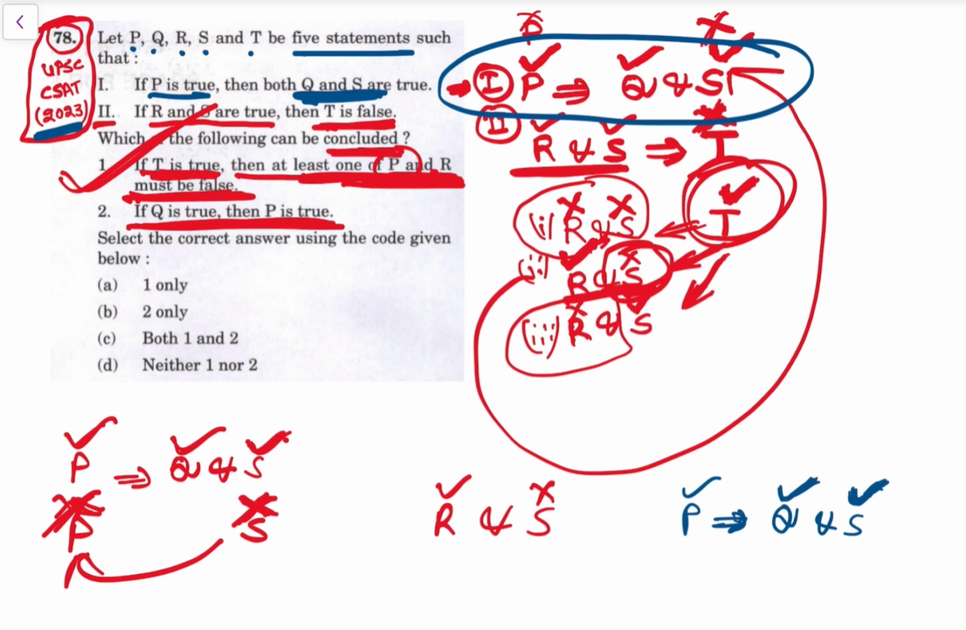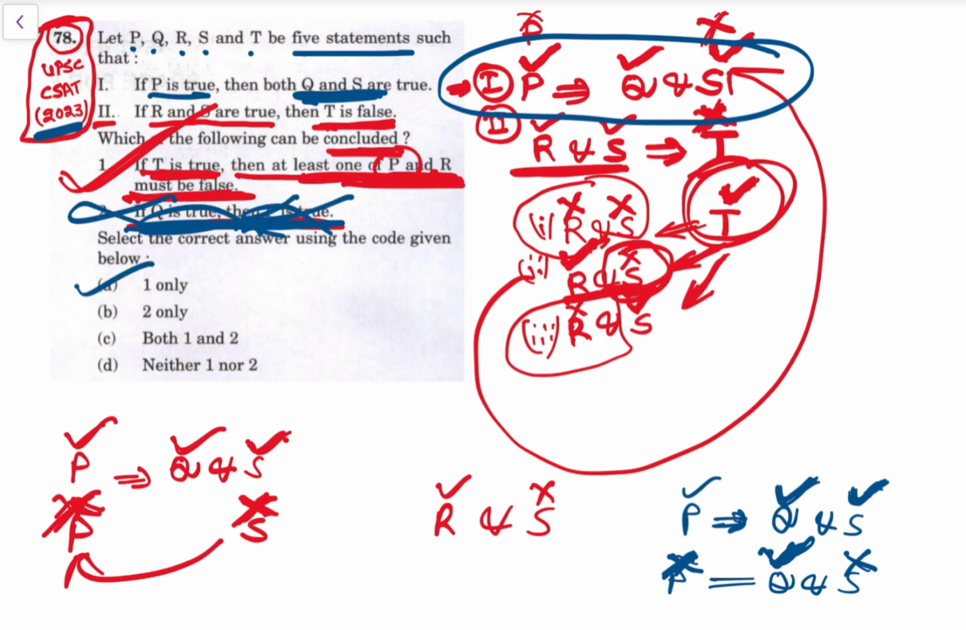Okay. Now, if Q is true, then P is true. भाई अब Q true है, ठीक है, हो सकता है, we cannot say this because Q can be true, but if S is false, then P will be false, ठीक है. So here Q is true, but if S is false, then P will be false. So this statement we cannot conclude. So only one is correct answer. So option A, only one is the correct answer, right? So now let's see next question.